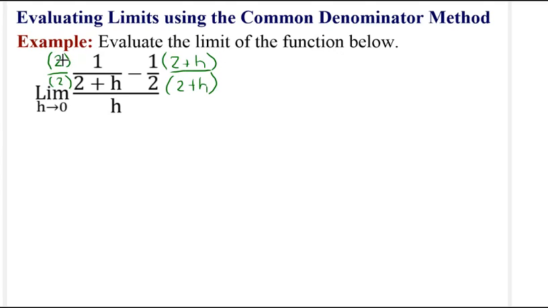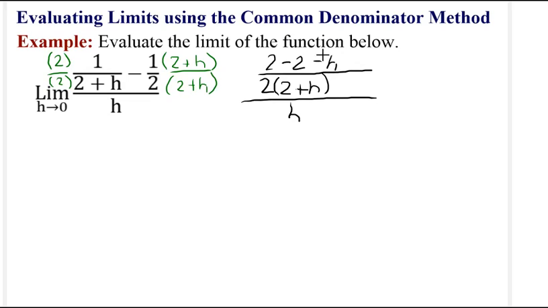So if I multiply straight across, 2 times 1 is 2. And then minus, if I distribute that negative 1 to everything, negative 1 times 2 is negative 2, and negative 1 times h is negative h, all over that denominator of 2 times 2 plus h. And it's all divided by h. So 2 minus 2 is 0, so we can go ahead and cross that out.